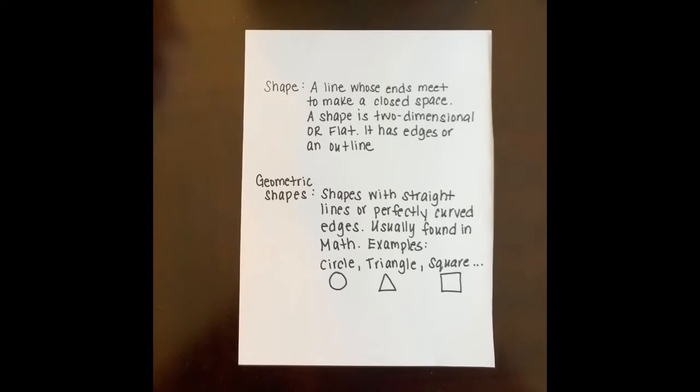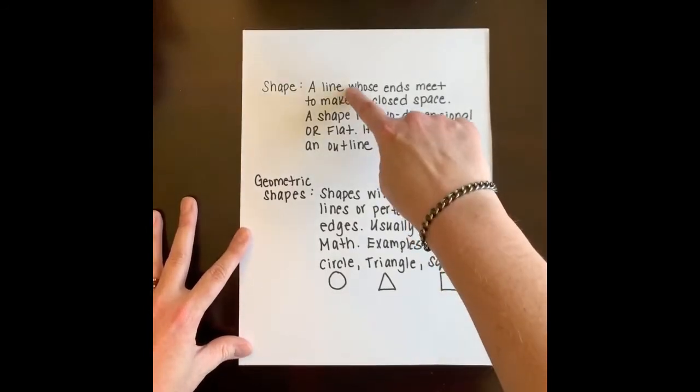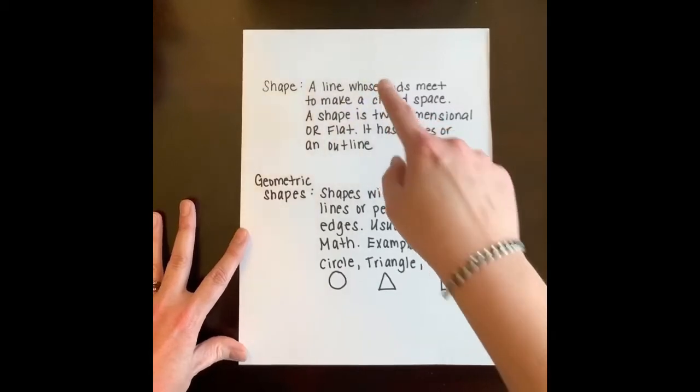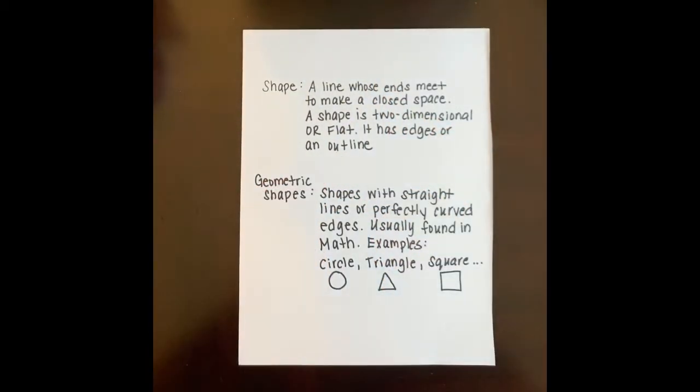Some more art terms that you'll hear me talk about today is shape: a line whose ends meet to make a closed space. A shape is two-dimensional or flat, and it has edges or an outline. So anytime that you have a line that comes together and meets, it creates a shape. They have to touch. Also, shapes are two-dimensional. They are flat. So what we're creating today is not 3D. It is not a form. It's going to be a two-dimensional shape.